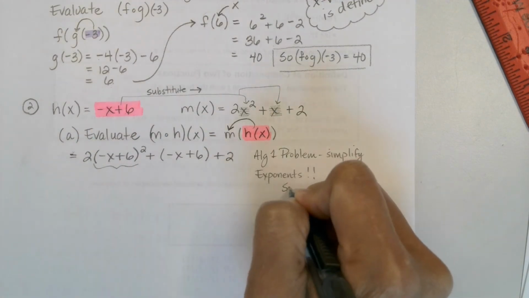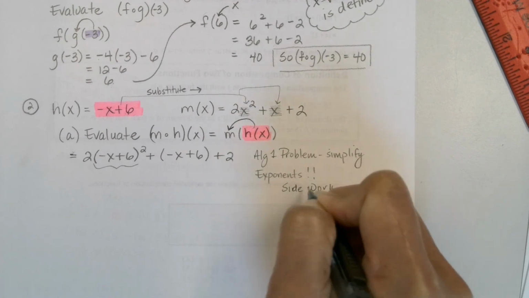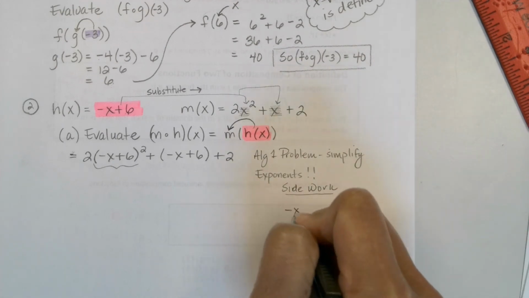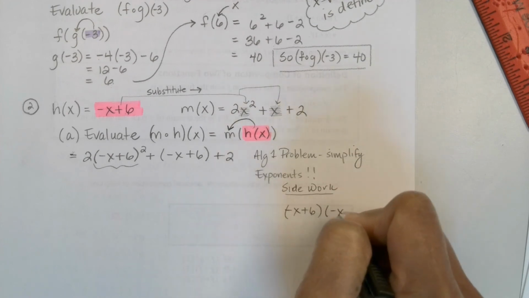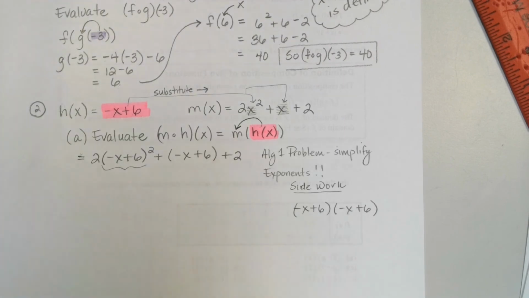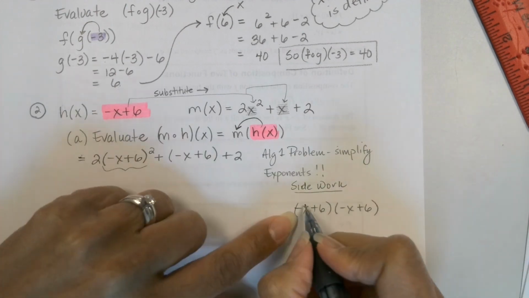So I'm going to come over here and create what's called some side work. And let's do negative x plus 6 times negative x plus 6. That's what squared means. Take the term and multiply it by itself. So what does that look like? Well, it looks like it's a distribution problem.